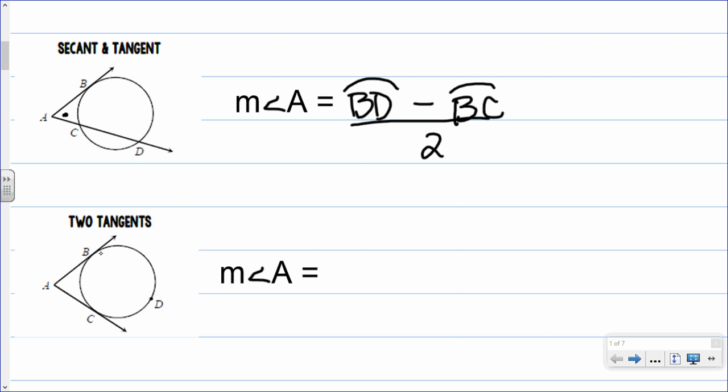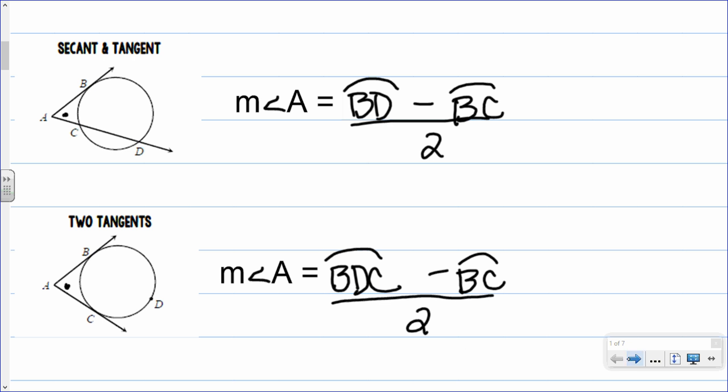And then here, when we have 2 tangents, we're trying to look for this exterior angle A. So we're going to take the bigger arc. Now we can see that this arc is a major arc because it's going to be bigger than half the circle. And so remember, with the major arc, we have to use 3 letters. So that's arc BDC minus the smaller arc, which is arc BC. And again, divide by 2. Okay? So now we're going to do some practice problems with that.